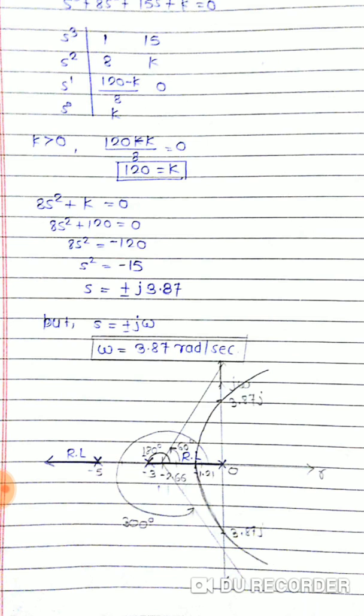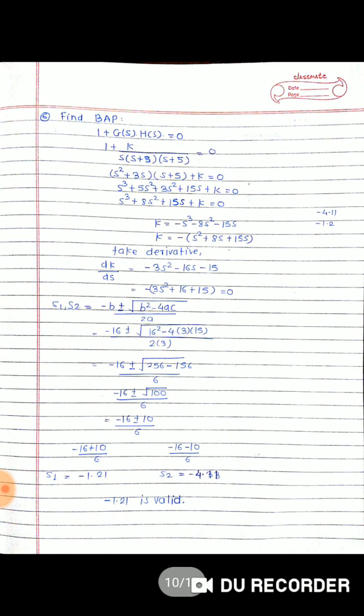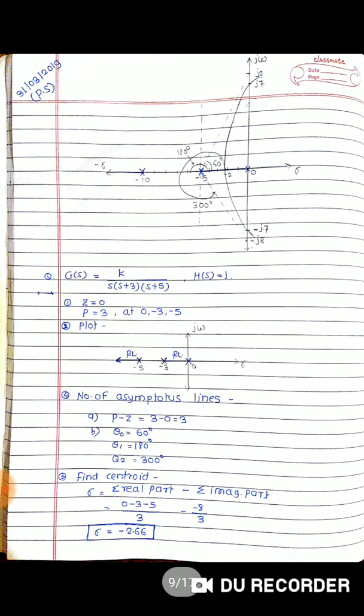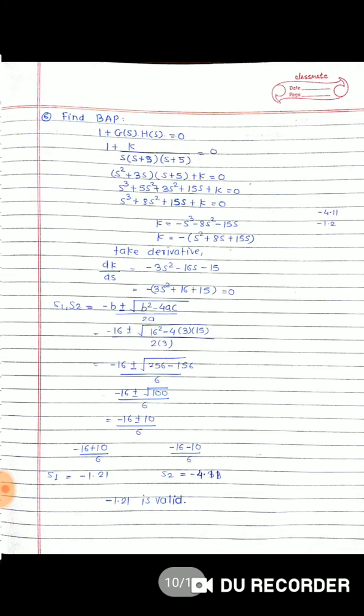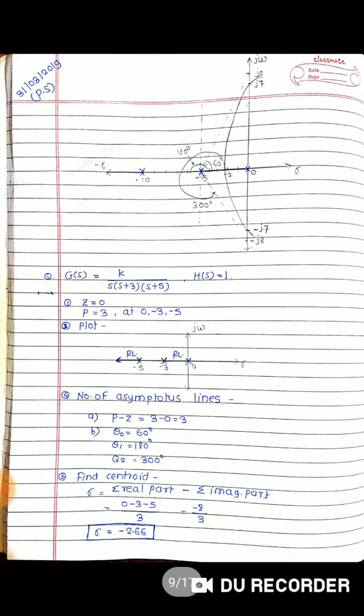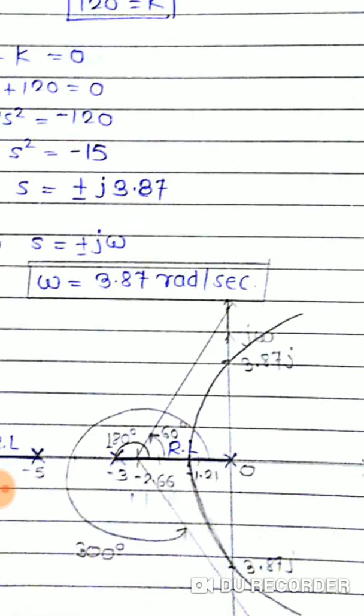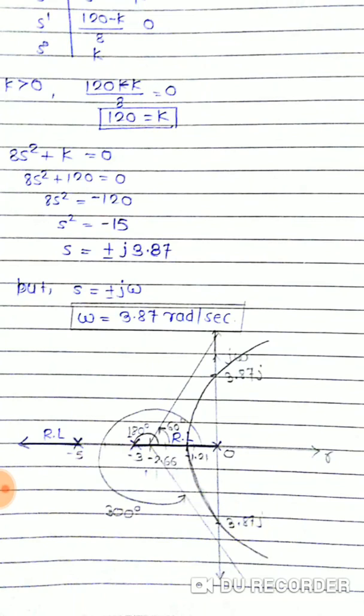And another line is there. We have to draw the angles from the centroid at minus 2.66. We'll check. Centroid minus 2.66. Whichever angles we are going to draw, you have to draw them from whatever centroid we got, that is minus 2.66. From that point you have to draw the angles, that is 60, 180 and 300 degrees.